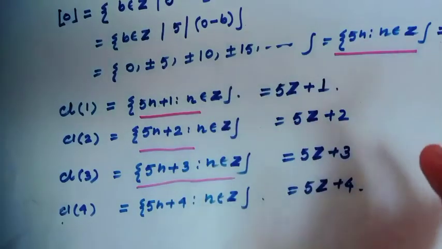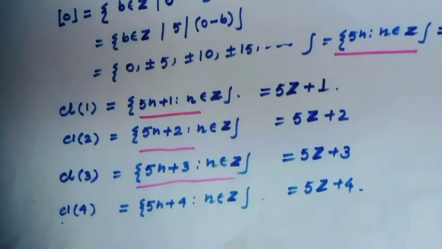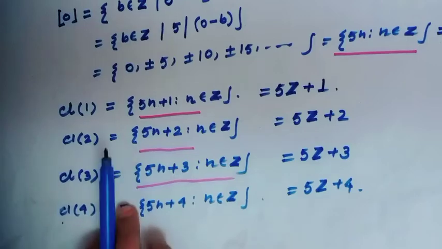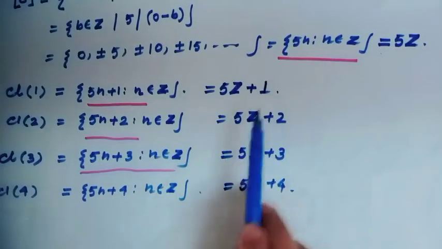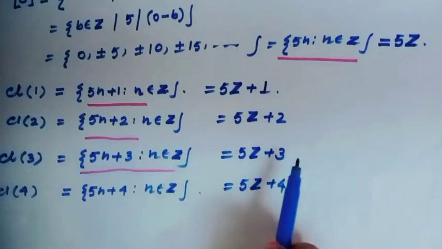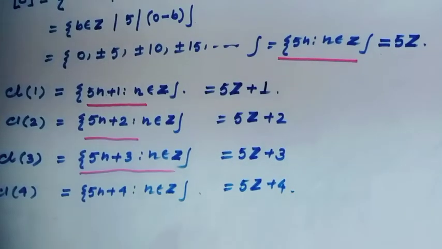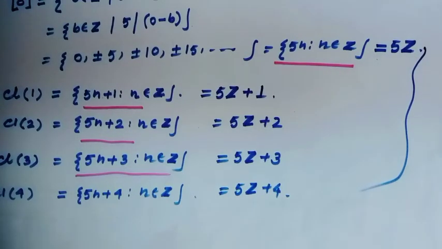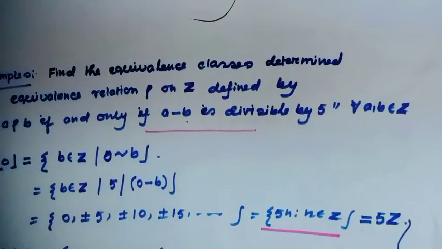It is just periodic. That means there are 4 distinct classes: class of 0, class of 1, class of 2, class of 3 and class of 4, which is equal to 5Z, 5Z plus 1, 5Z plus 2, 5Z plus 3, 5Z plus 4. These are the distinct classes of this example.